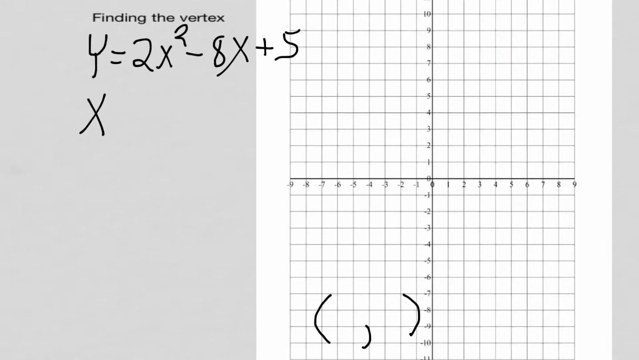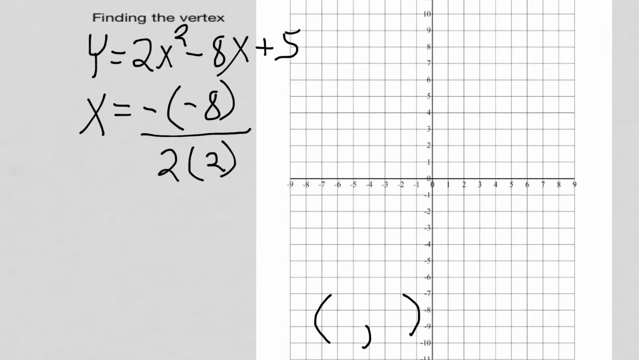Alright, the x coordinate is the axis of symmetry. It's x equals minus b over 2a. So let's do that on this equation. Minus b, right, minus -8 over 2 times a, which is 2. All right, minus -8 is going to give us a +8. 2 times 2 is going to give us 4. That gives us an axis of symmetry of 2. Right? We know that this parabola is going to be along this line here. We just need to find the y-coordinate.